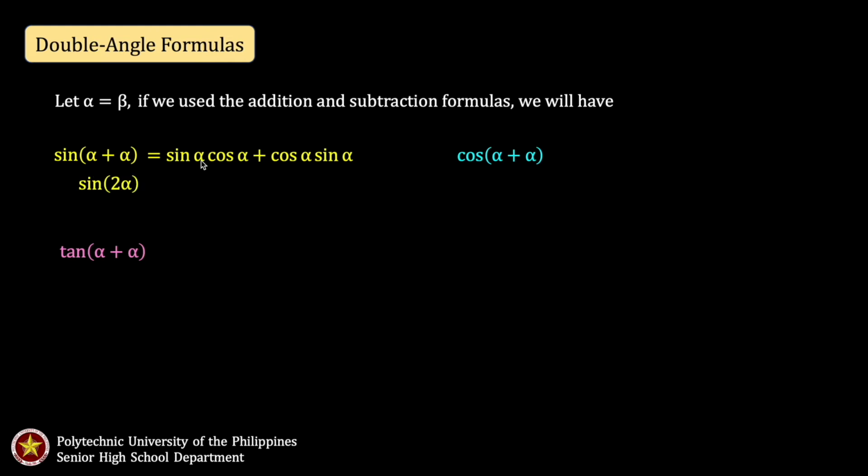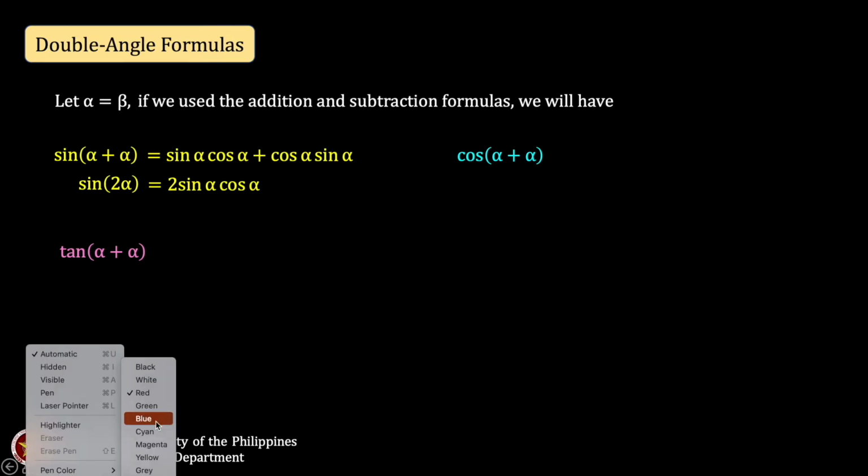Now let's talk about double angle formulas. If we let alpha be equal to beta, or beta be alpha, and if we use the addition and subtraction formulas, we will have these three trigonometric functions. Under sine, we have sine of alpha plus alpha. So that is sine alpha times cosine alpha plus cosine alpha times sine alpha. Sine of alpha plus alpha is sine 2 alpha. Since these are similar terms, we can perform addition. So that will now be 2 sine alpha cosine alpha.